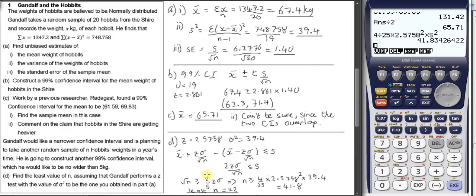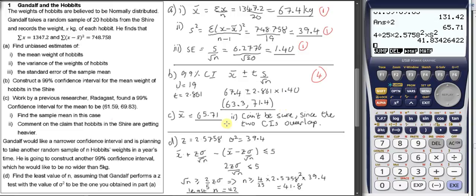Great. Now that's the end of that question. I'm just going to show you where the marks are here. We get a mark for this, and 1 mark for this, and a mark for this, and part B is actually 4 marks in total. There's a mark for the right t value, a mark for substituting the numbers in, a mark for this 1.4, and 1 mark for the values of the confidence interval.